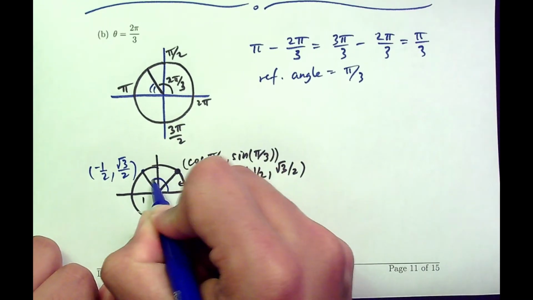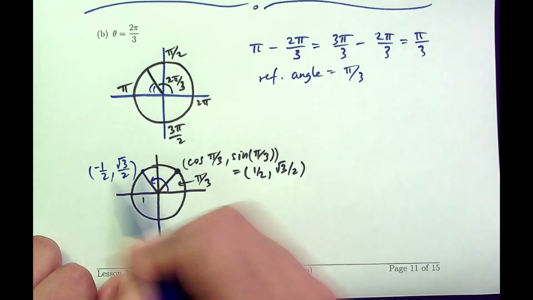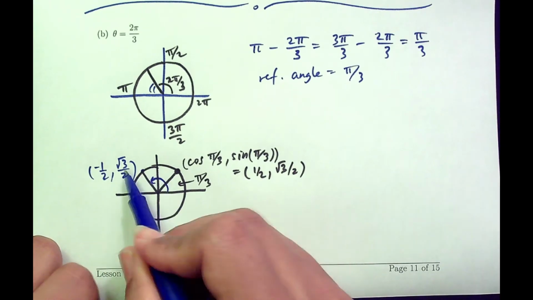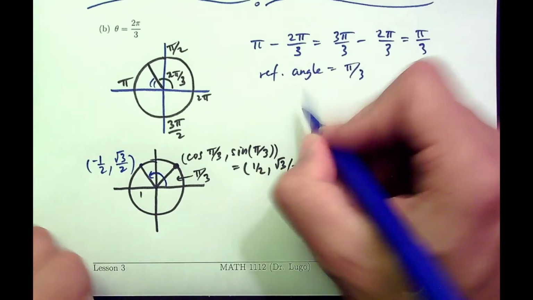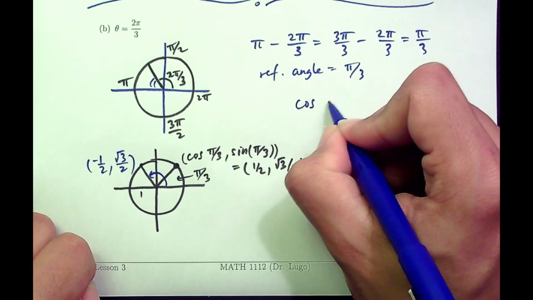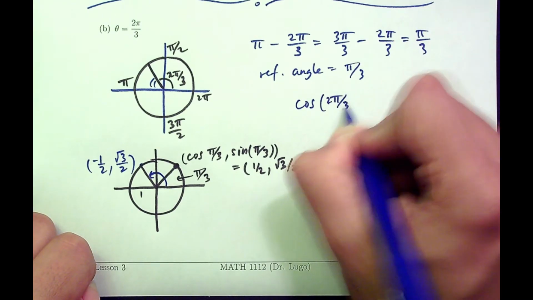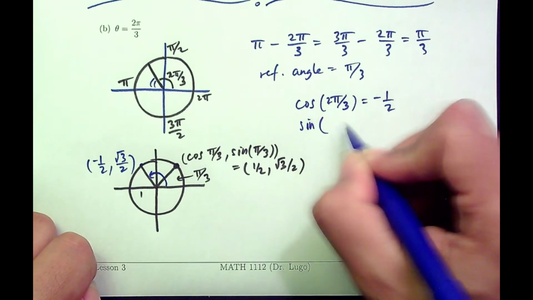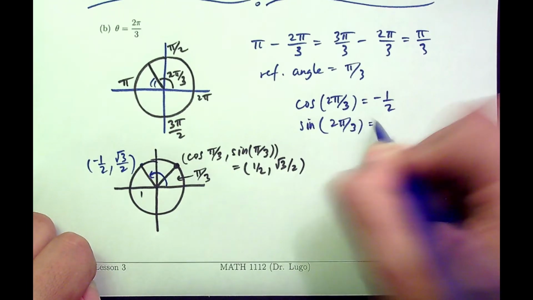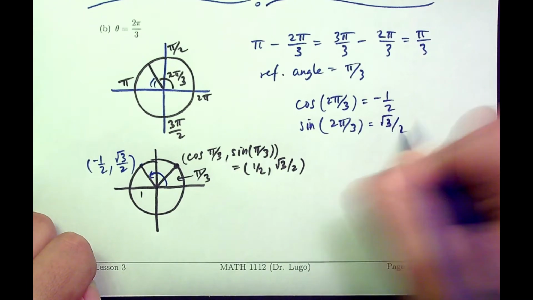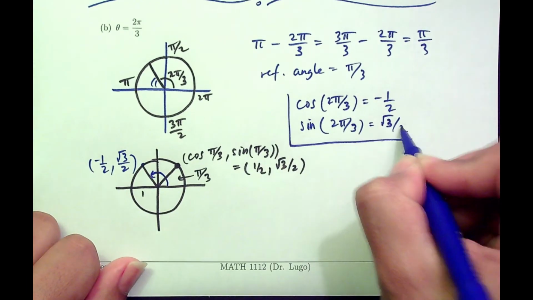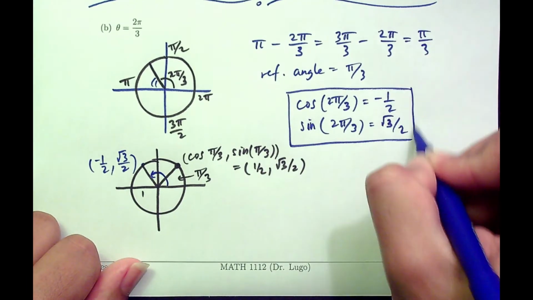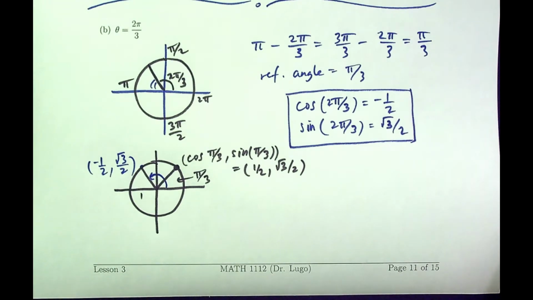And what does that mean? That means the cosine of that angle is the x-coordinate, and the sine of that angle is the y-coordinate. In other words, the cosine of 2 pi over 3 is the x-coordinate. The sine of 2 pi over 3 is the y-coordinate. Okay, and these are the main two. All the other four trigonometric values, you can figure them out from these two. So let's do it.